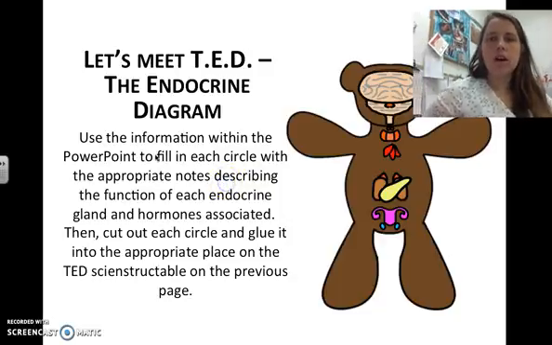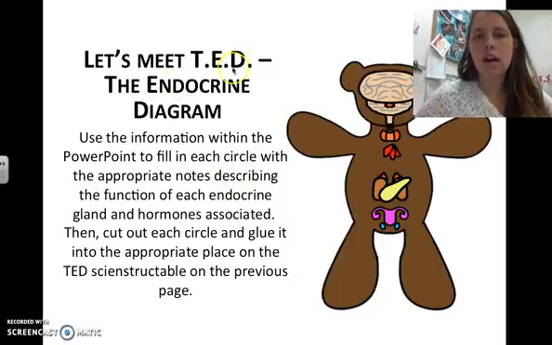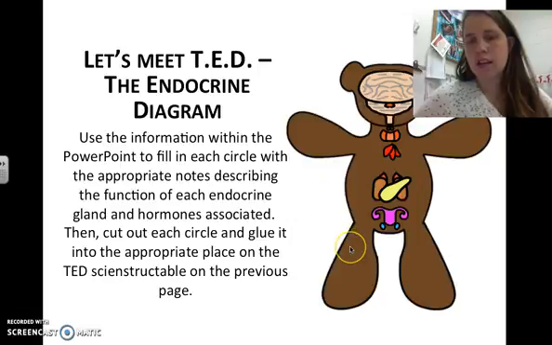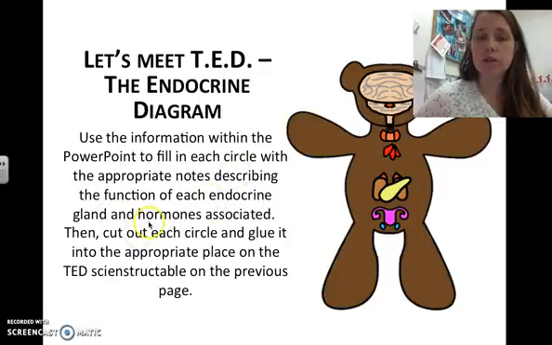All right, we are going to talk about TED, okay? TED is our TED. We are going to look at the endocrine system through TED. So you're going to use the information within the PowerPoint to fill in each circle and the appropriate notes describing the function of each endocrine gland and hormone associated with it. And then you're going to cut out each circle and glue it to the appropriate place on your TED diagram.